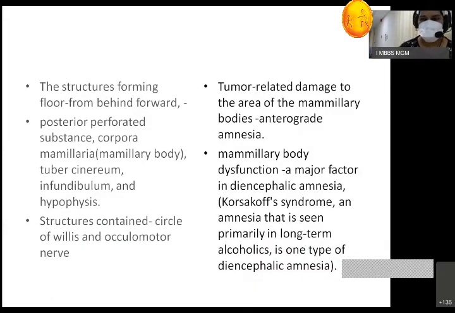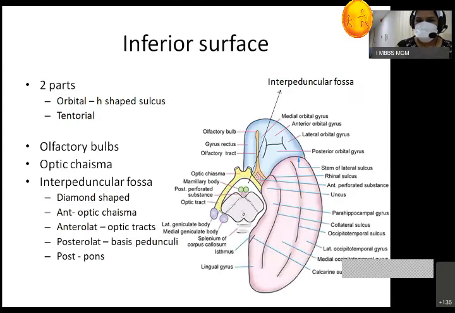Now, the interpeduncular fossa boundaries. I told you the structures which are forming the floor are called the posterior perforated substance, then mammillary bodies, which we have seen with the fornix, tuber cinereum, infundibulum, and hypophysis cerebri, that means the pituitary gland. So these are the floor of the interpeduncular fossa. So here you can see the anterior perforated substance.